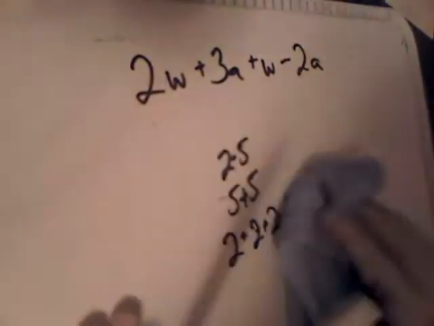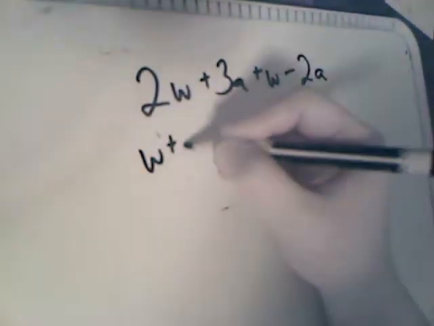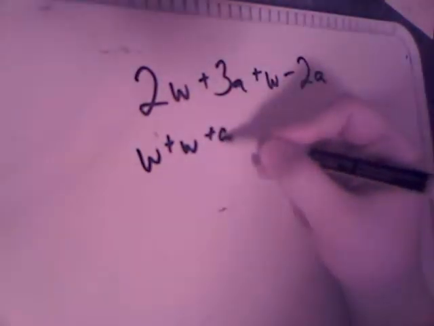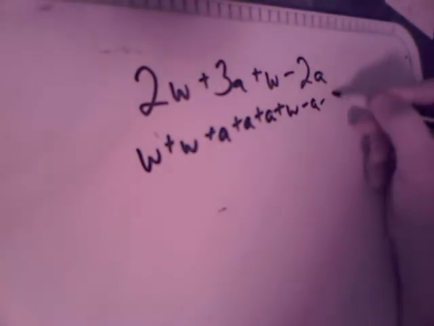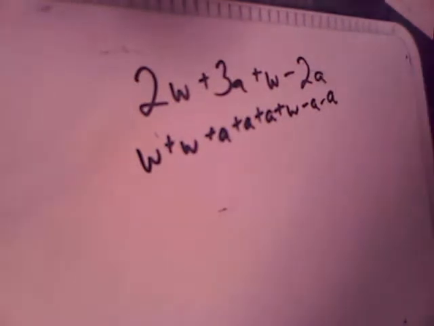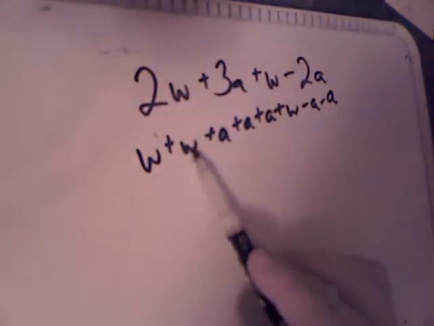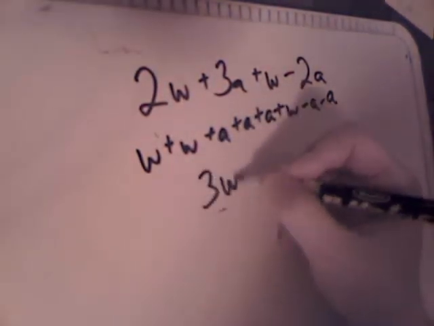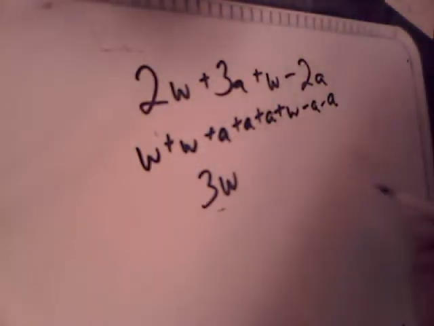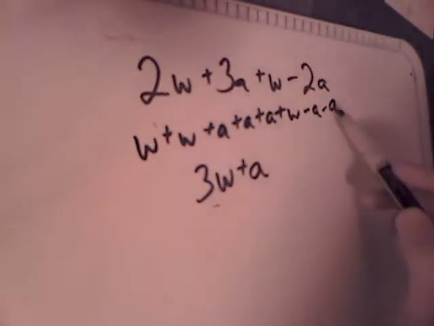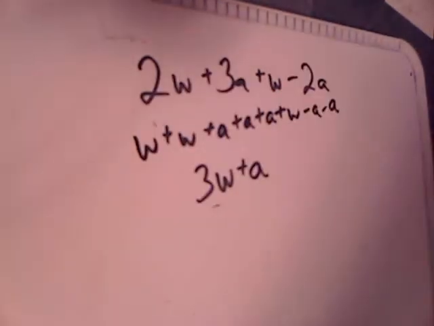And when we look at variables, that means the same thing. So this 2w means the same as w plus w. This 3a means the same as a plus a plus a. We have a w here. We have minus a because these are two negative a's. So let's go through and let's count and see what's going on here. We have 1, 2, 3 w's, and we have 1, 2, 3, 2, 1 a's, and a positive a. So what just happened is we just expanded this entire expression and then we put it all back together again.